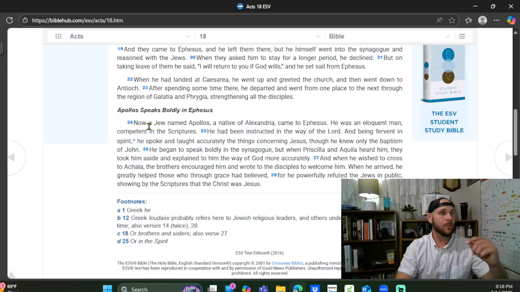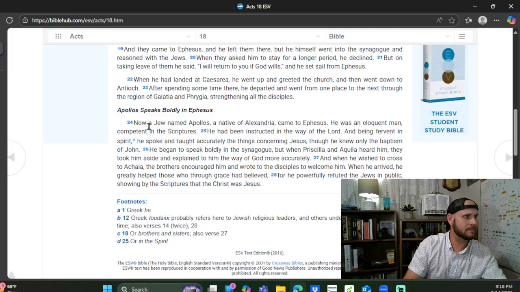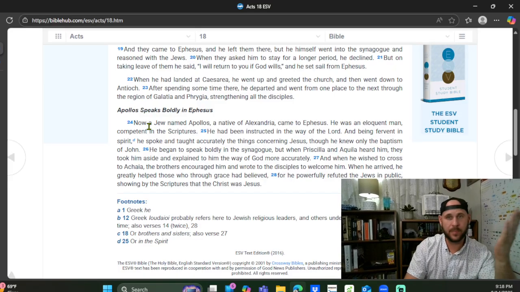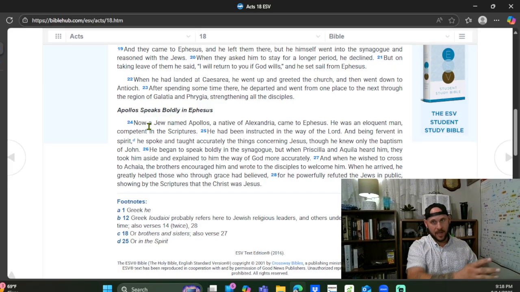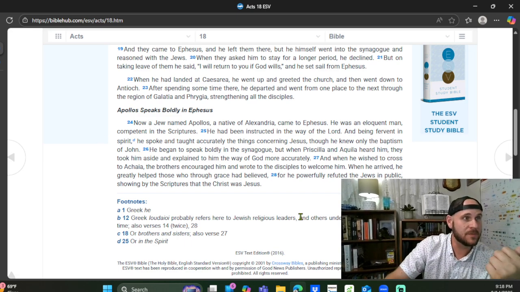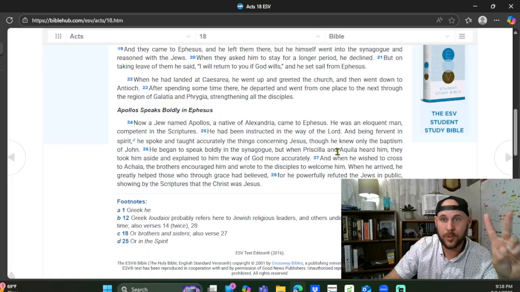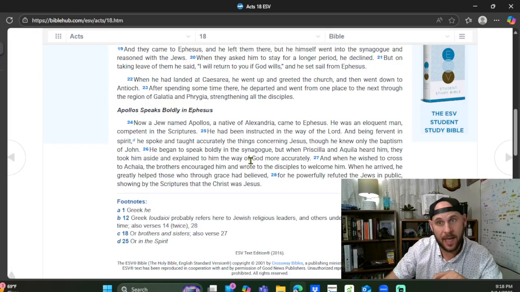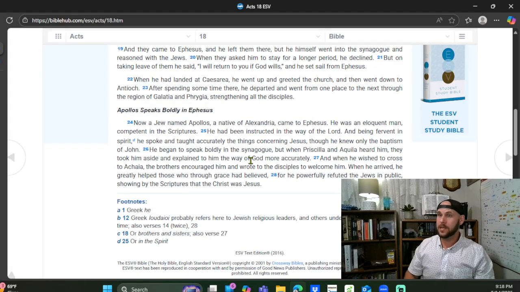All right. And when he wished to cross to Achaia, the brothers encouraged him and wrote to the disciples to welcome him. When he arrived, he greatly helped those who through grace had believed. Now, what they're saying here is that he came from Alexandria, preaching the gospel of Jesus Christ. But when the two girls heard him, they pulled him aside, like, yo, bro, you ain't preaching it right. And they spoke it to him and taught it to him more accurately.